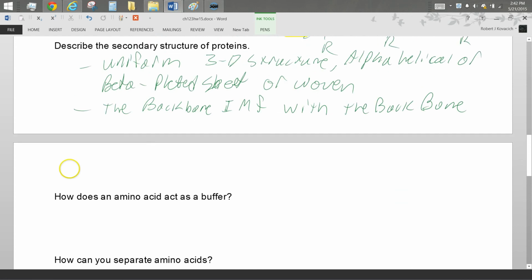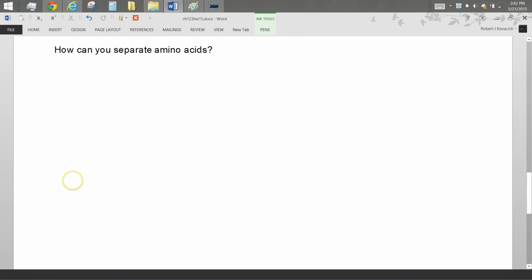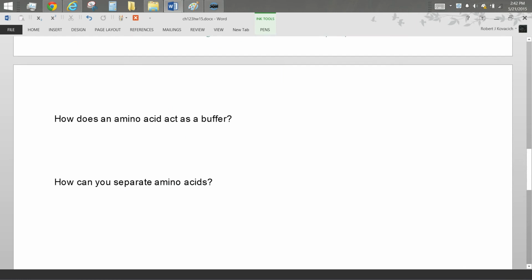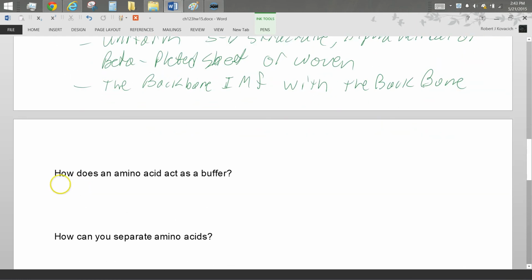Okay. Huh. Really doesn't ask what the secondary and quaternary and tertiary structures are? That's weird.